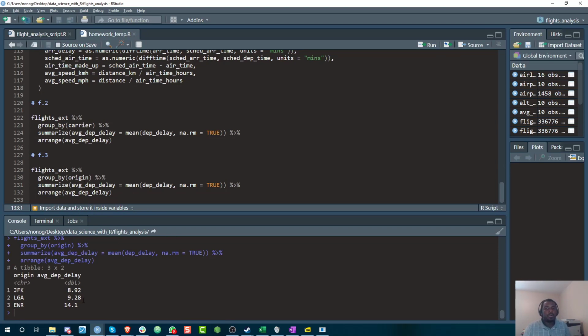And now you can see that on average, JFK flights have the lowest average departure delay. So let's just say that they are the most efficient, even though from a statistical perspective, we need more information, like the standard deviation, for example, that we talked about earlier. We need it in order to make a final decision. Okay, so that's F3. Let's look at F4.